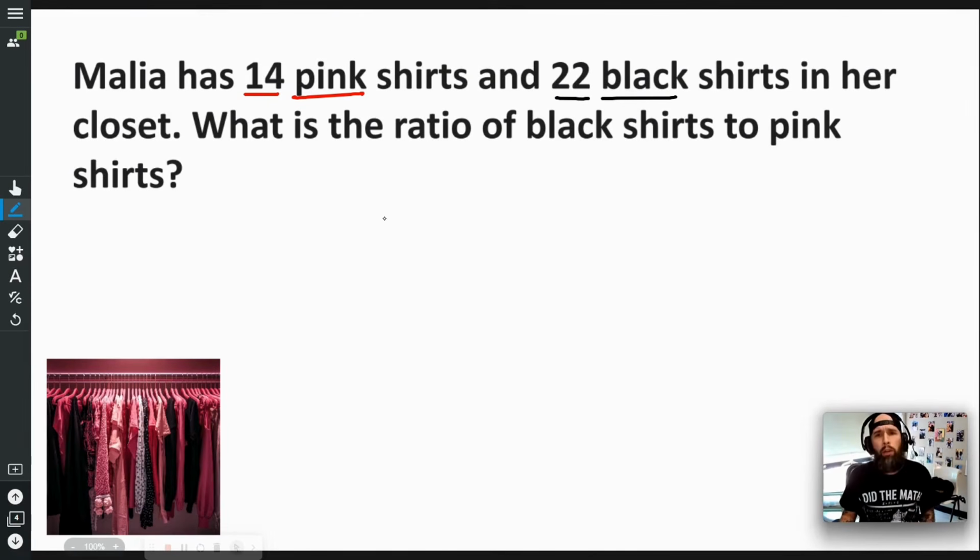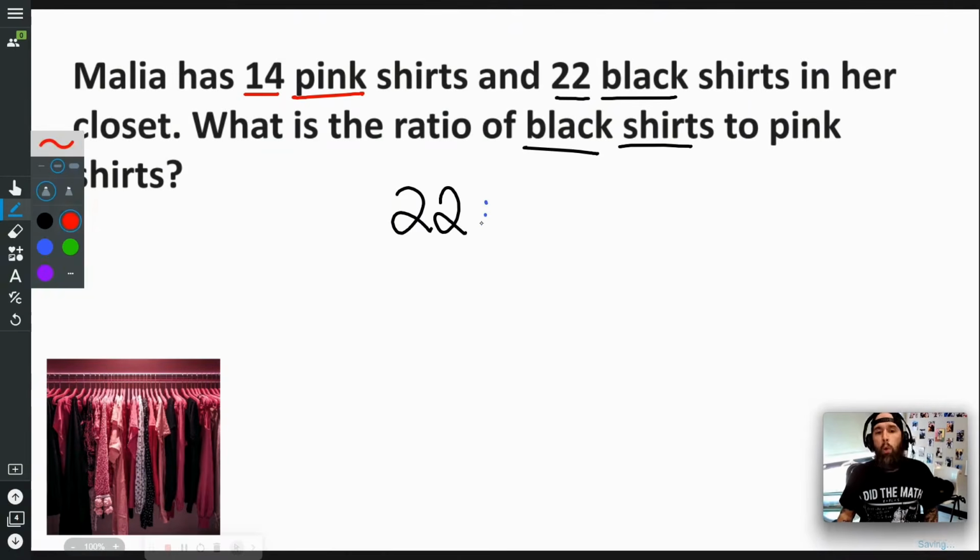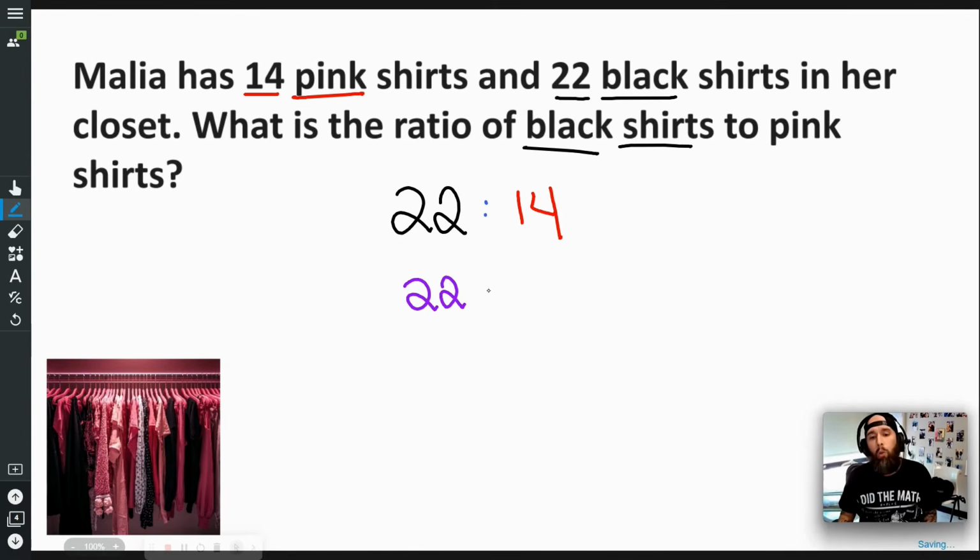There are 3 ways to write out a ratio. The black shirts first are going to be 22. One way is to use this little colon and say 22:14. The other 2 ways are to write out the phrase 22 to 14, or to write out the fraction 22 over 14. That is how you write out a ratio. And again, it's very important to have things in order.